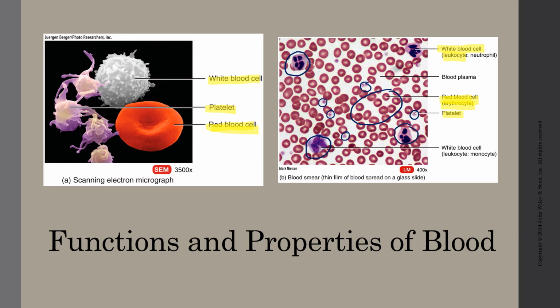So in this labeled diagram, you also have words like monocyte and neutrophil. Now these are types of white blood cells, or types of leukocytes, and we will go over each of these types of white blood cells in a later video.